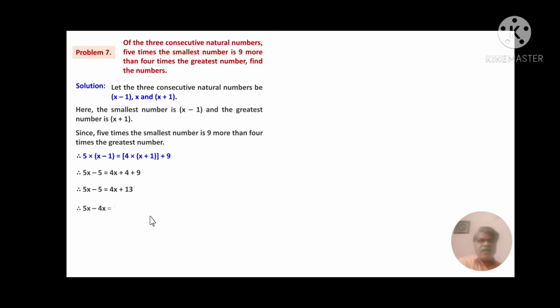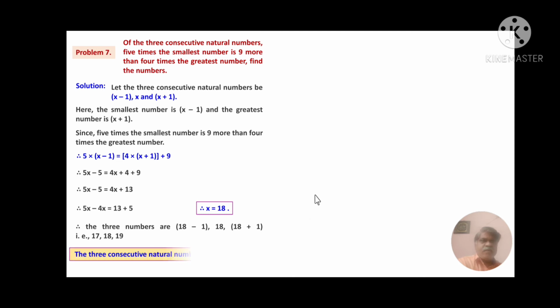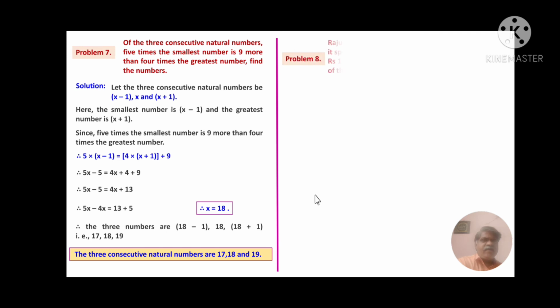So 5x minus 4x is equal to 13 plus 5. Therefore, you will get that x is equal to 18. Friends, the three numbers are 18 minus 1, 18 and 18 plus 1. That is 17, 18 and 19. The three consecutive natural numbers are 17, 18 and 19. Now let us continue with problem number 8.